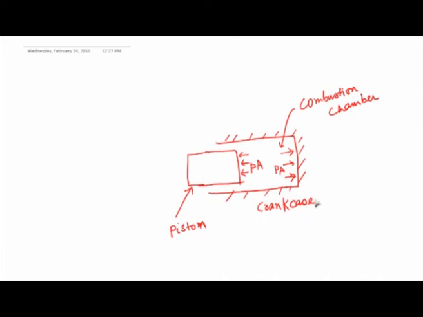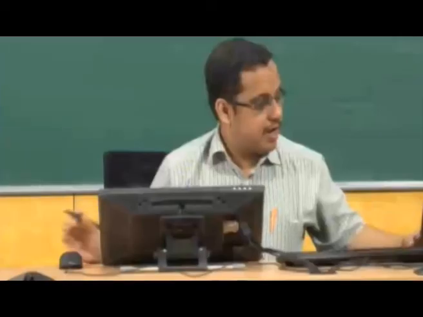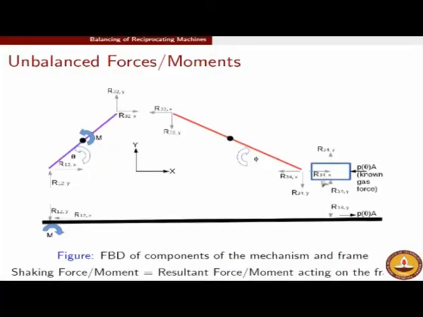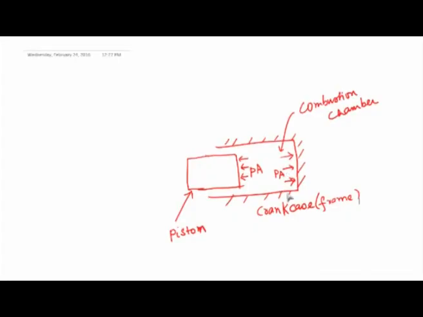Therefore the crankcase is the frame that is not moving, and this is the piston. This piston is getting the gas force. Now if I look back at my presentation material, this is the force which is hitting the piston, and this force is what has been indicated in the frame. Okay, sir. Thank you.